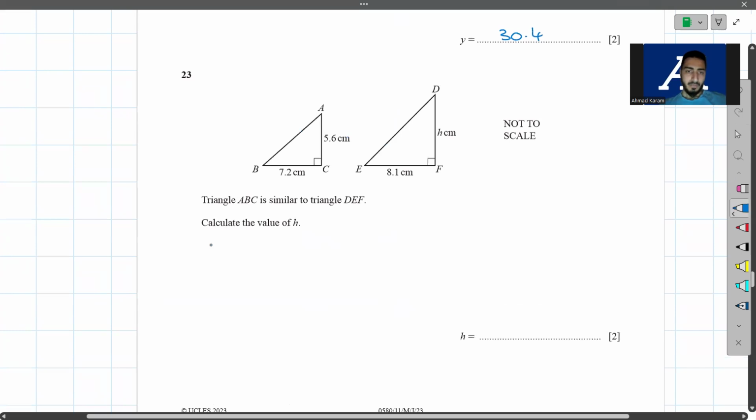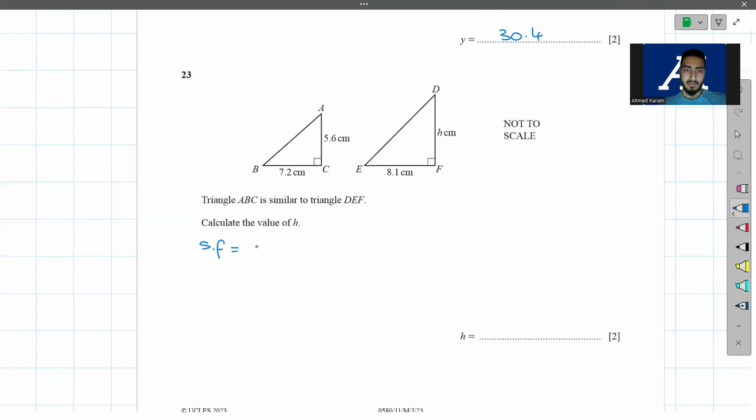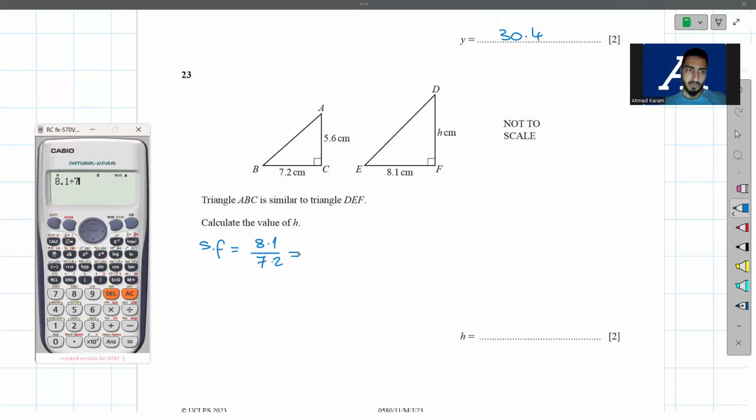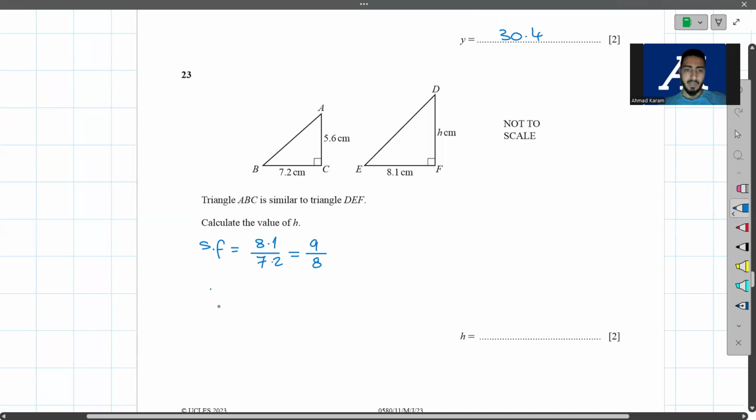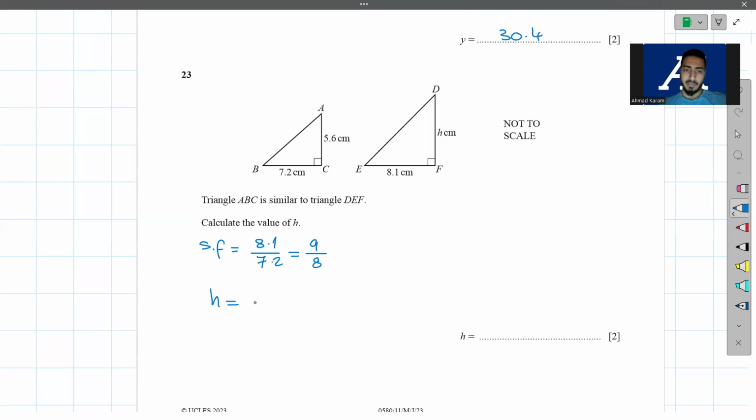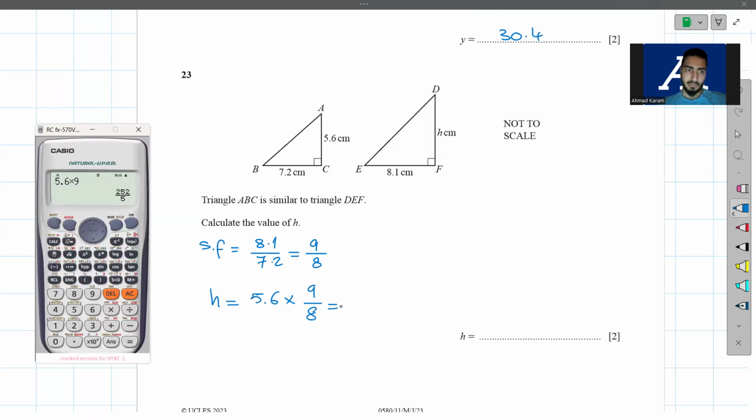Similarity. So in similarity, first step, I need to get the scale factor, which is large side over the corresponding small side. So 8.1 over 7.2, which is equal 9 over 8. And then to get the length of the large triangle, it's the small multiply scale factor. So it's 5.6 multiply 9 divide 8, 6.3.